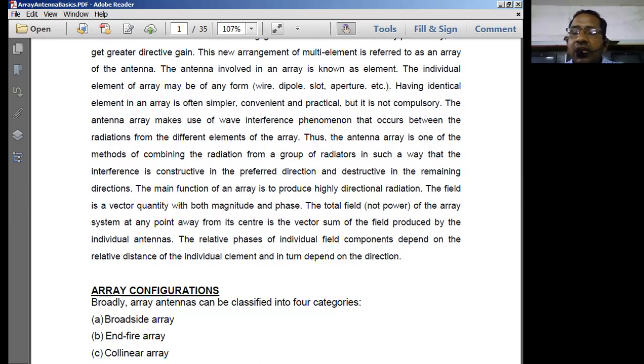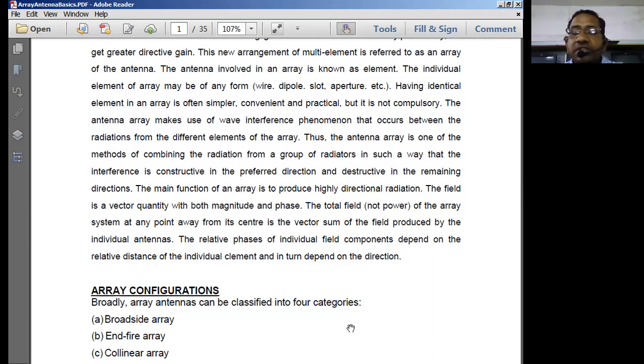That is one of the drawbacks of the Yagi-Uda antenna, because of directivity in a particular direction. It provides very high directivity in a particular direction, not in all directions. But here we are looking to have radiation in almost all directions with high directivity and gain. So therefore, we use antenna arrays to achieve this.